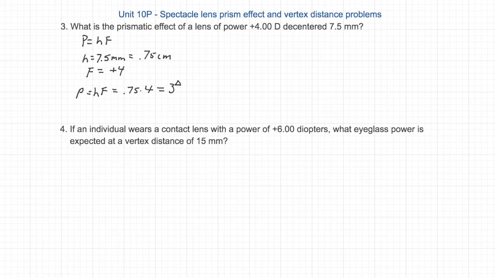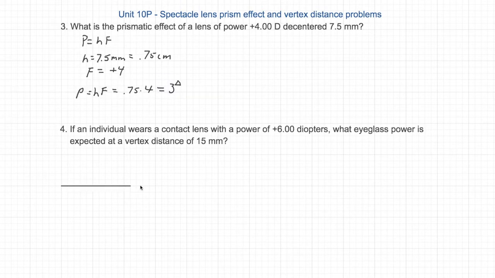Question 4, if an individual wears a contact lens with a power of +6 diopters, what eyeglass power is expected at a vertex distance of 15 millimeters? So up to now, we've changed spectacle lens power to contact lens power. We're doing vice versa now. If you can answer this, you really have a good understanding of the material. I urge you to pause the video and try it yourself. Draw it out before you write down your numbers.